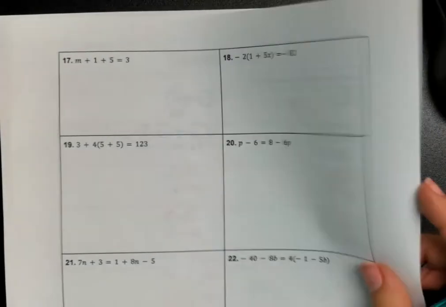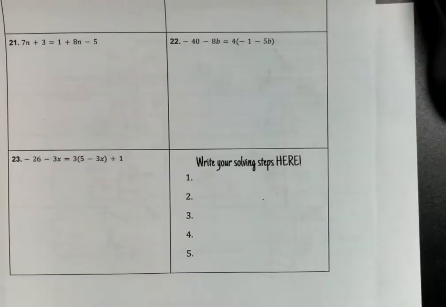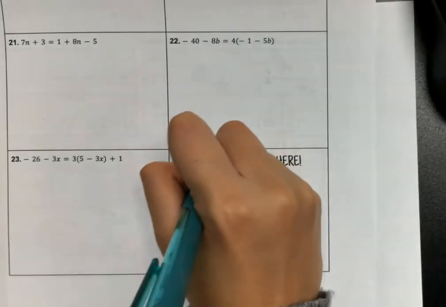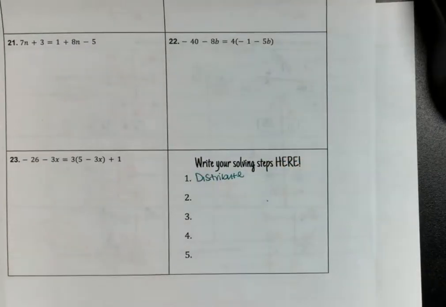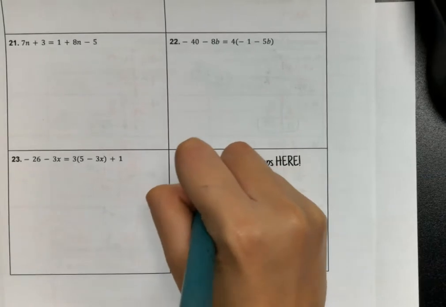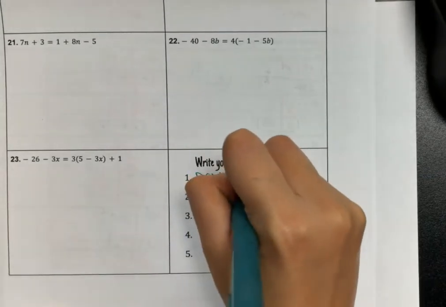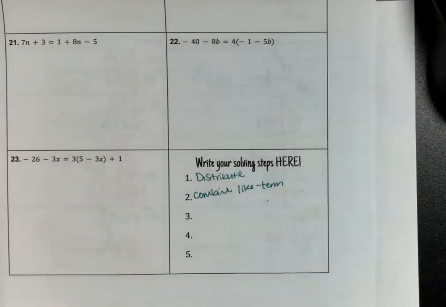So first, I'm going to write down my steps. For multi-step, it's very, very important to make sure you are asking yourself, can I? For example, step 1 is, if you can, distribute. So asking yourself, can I distribute? Then, can I combine like terms? And remember, you can only combine like terms if they are on the same side of the equal sign.